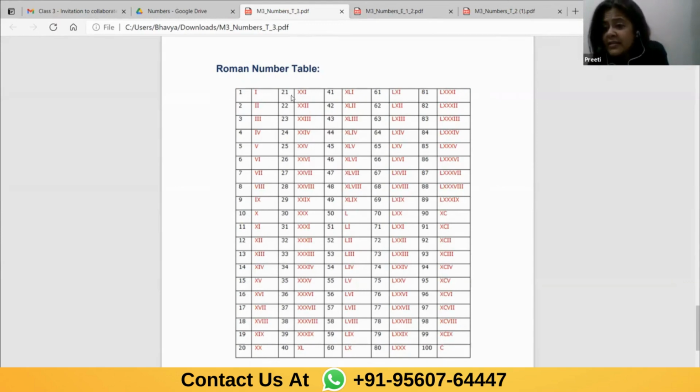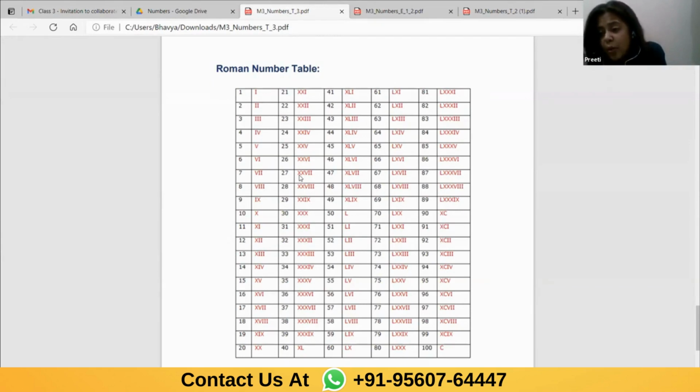Then 21 is 20 plus 1. So XXI. Similarly, XXII for 22. XXIII for 23. For 24, we are using the symbol for 20 and for 4. So XXIV. For 25, it is XXV. For 26, it is XXVI, 20 plus 6. Then XXVII is 27, 20 plus 7.